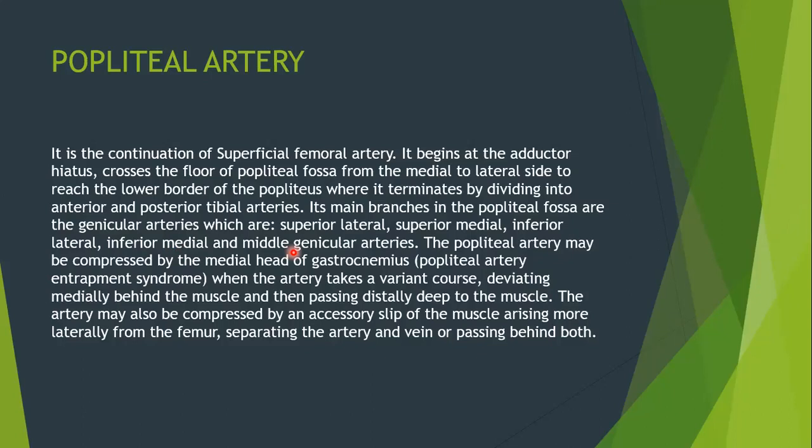Then the popliteal artery is susceptible to compression by the medial head of gastrocnemius. When it is compressed, that is what is known as the popliteal artery entrapment syndrome. This happens when the artery takes a variant course where it deviates medially behind the muscle. So it will deviate medially behind the medial head of gastrocnemius, and then it will pass distally deep to the muscle. As it passes deep to the muscle, it might be compressed, leading to the popliteal artery entrapment syndrome.